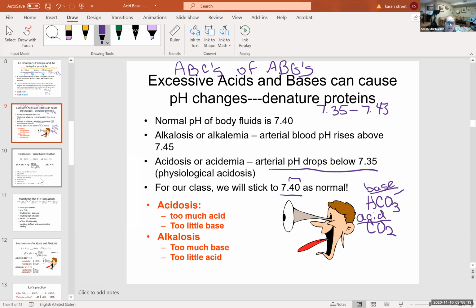7.39, I'm in acidosis. And if I'm at 7.41, I'm in alkalosis. That's the reason why I want two digits. But not in real life. That is how hard of a line I want to draw for testing purposes. And you'll appreciate this once we start doing our problem calculations.